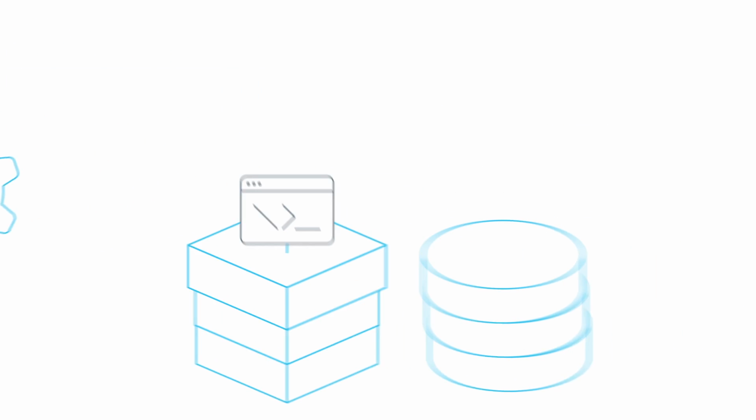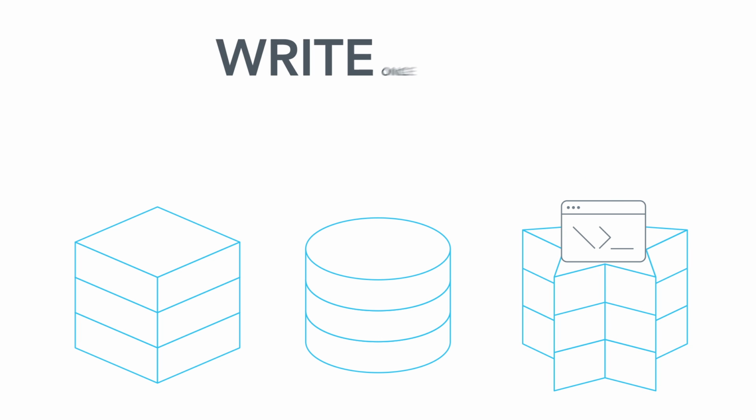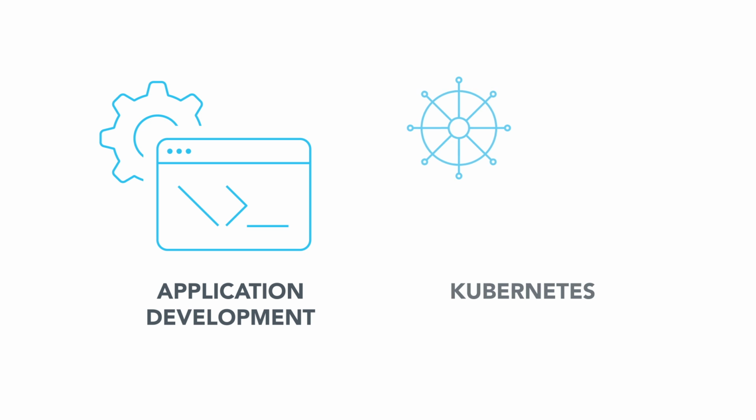You can also move your applications across multiple infrastructures quickly and easily, letting you write once and run your apps on any infrastructure. Platform 9 lets you focus on application development without worrying about the upkeep of Kubernetes, containers, and the underlying infrastructure.